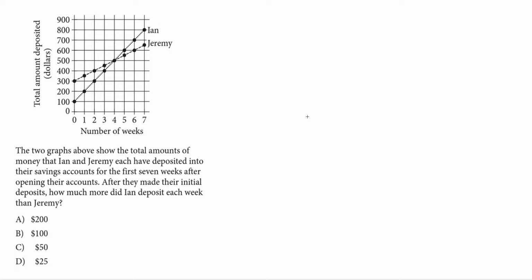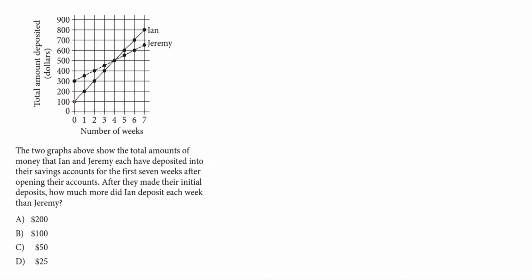So let's try to understand what this plot really tells us. On the y-axis, we've got total amount deposited in dollars, and on the x-axis, we've got number of weeks. So let's first look at Ian. So Ian starts out with $100 deposited. Bear in mind that the y-axis is the total amount deposited. It's the total amount of money they have in their accounts.